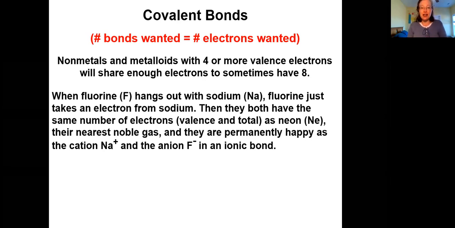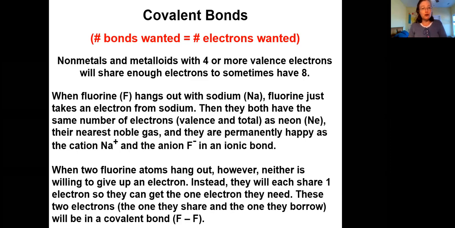Then they both have the same number of electrons, whether you think of it in terms of valence electrons or total number of electrons. They have the same number as neon, their nearest noble gas. And they are permanently happy as the cation, sodium +1, and the anion, fluoride -1, in an ionic bond. Metal with nonmetal, the electrons get exchanged from the metal to the nonmetal. Everybody's happy. When 2 fluorine atoms hang out with each other, so there's no metal around, however, neither is willing to give up an electron.